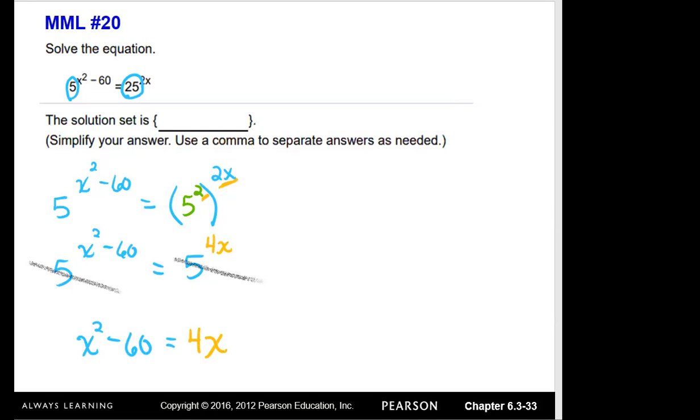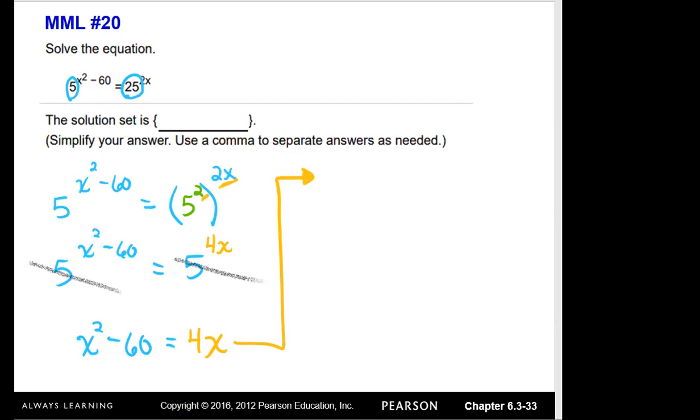And now I got to solve this equation. It started out as an exponential, and now it's a quadratic. Oh, what fresh hell is this? All right, so now I have to remember, how do you solve quadratic equations? Oh yeah, set them equal to 0 and hope that they factor, because if they don't, I'm going to have to use the quadratic formula with A, B, and C.